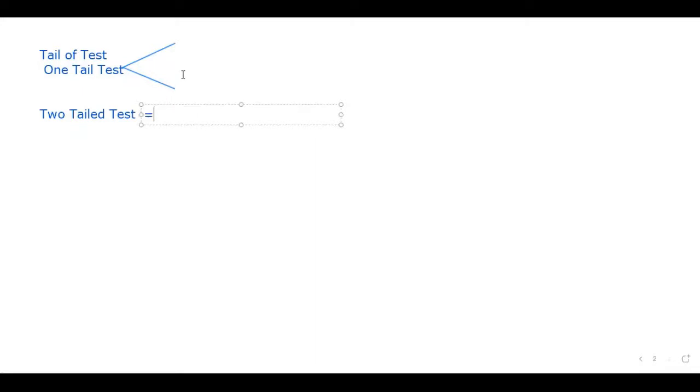Do you get it? And the one tail test is when your H0 is such that mu is less than or equal to something, or greater than or equal to something. That one is talking about a one tail test. But when your null is talking about the equal sign, it means we are dealing with a two-tailed test.